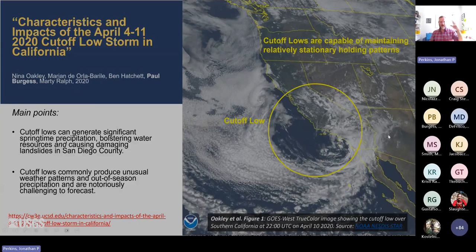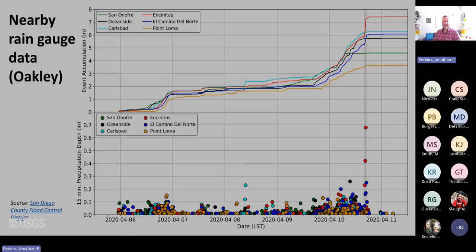The system lingered in Southern California, and then as the center of the storm migrated over the Encinitas, San Diego area, it produced some thunderstorms that triggered a bunch of landslides and debris flows in the area. And we can see that reflected in the nearby rain gauges. Nina put this plot together. So you can see the start of the cutoff low system where it starts raining, and you have a couple days of low intensity precipitation. And then here's the point where the storm is centering over the town.